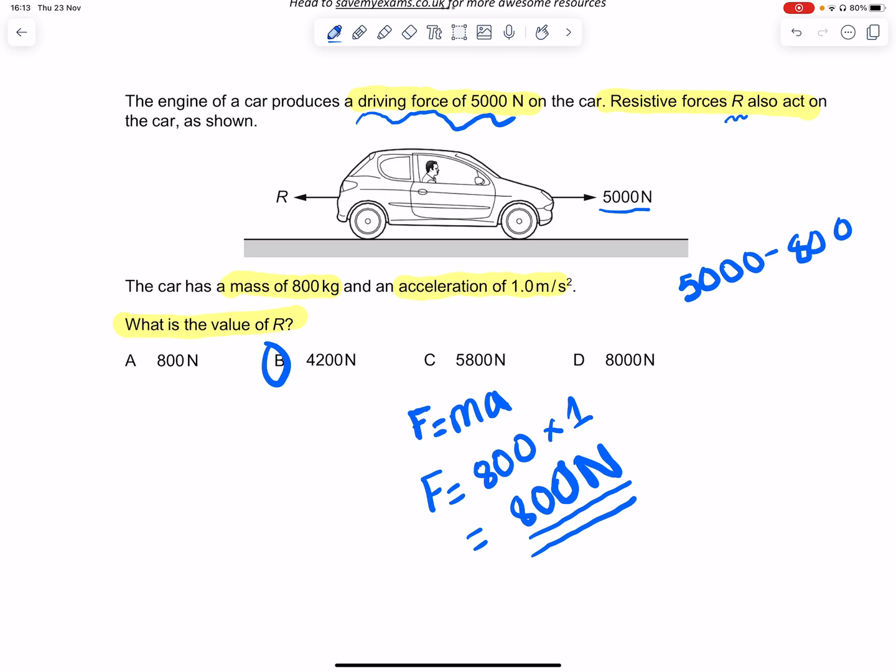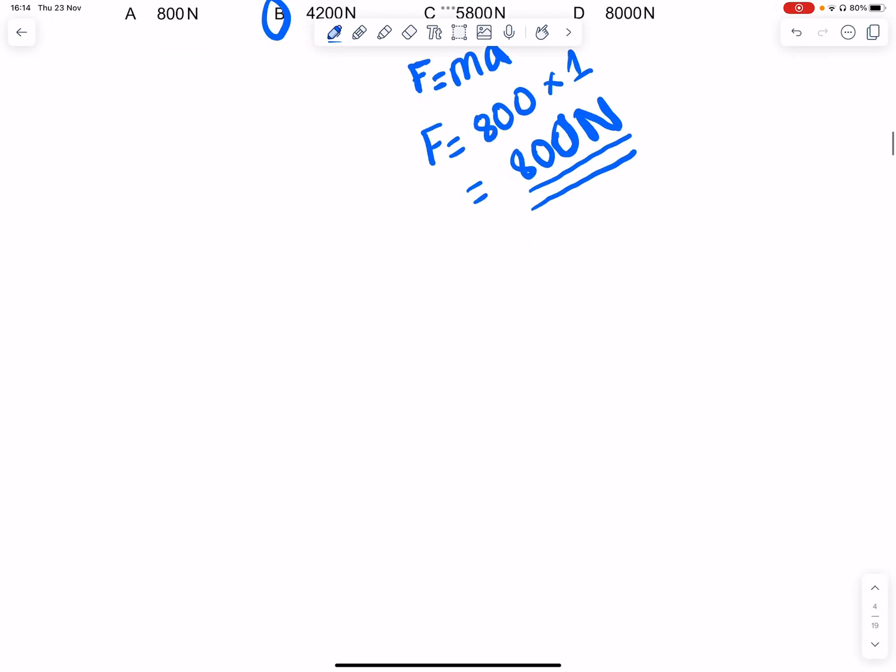4,200 newtons. To rephrase it in a much better way, the engine produces 5,000 newtons of force. Only 800 newtons of force is available for forward motion, so 4,200 newtons of force from the engine is lost. The 4,200 newtons can be represented as an opposing force R. So moving on to our next question.